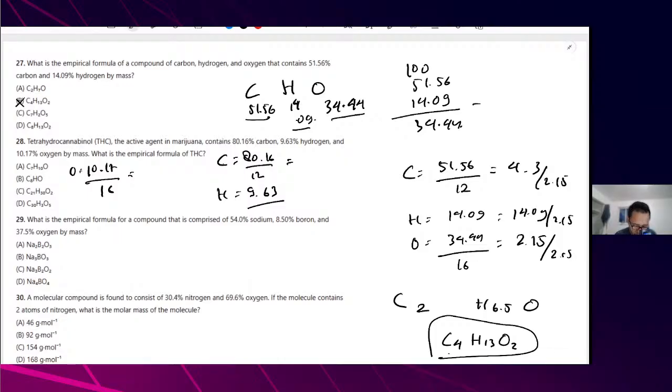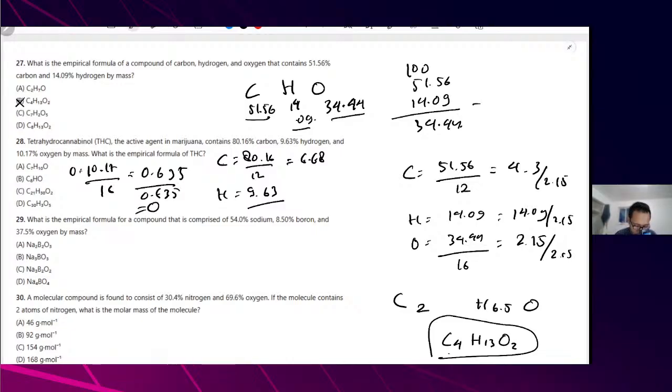80.19 divided by 12 gives 6.68, and 10.7 divided by 16 gives 0.635. Right, that's good. Which one is the lowest one? That's the most important. This one.